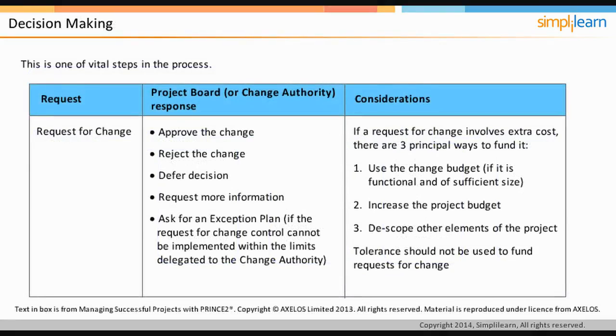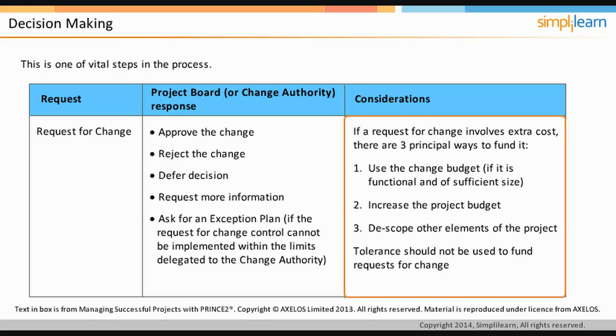This is one of the vital steps in the process. There are three types of issues: request for change, off specification, and problem or concern. As seen in the table on the screen, the project board or change authority may approve the change, reject the change, defer decision, request more information, or ask for an exception plan. More information is requested if the request for change control cannot be implemented within the limits delegated to the change authority. If a request for change involves extra cost, there are three principal ways to fund it.